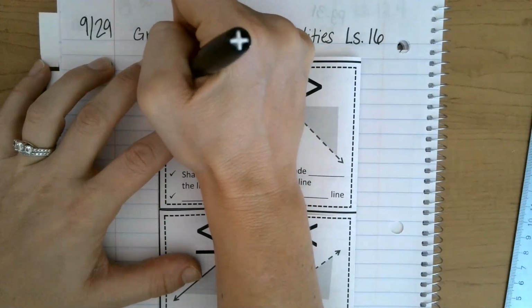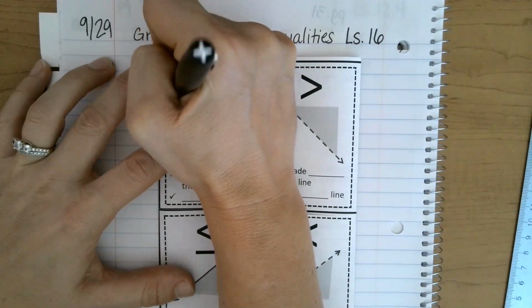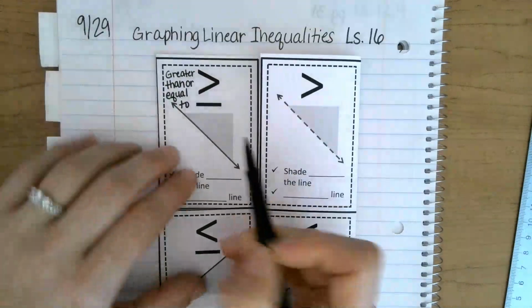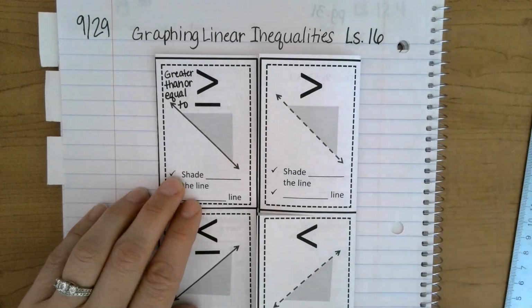Greater than or equal to. So remember that little line underneath is kind of like half of an equal sign. So it's greater than or equal to.